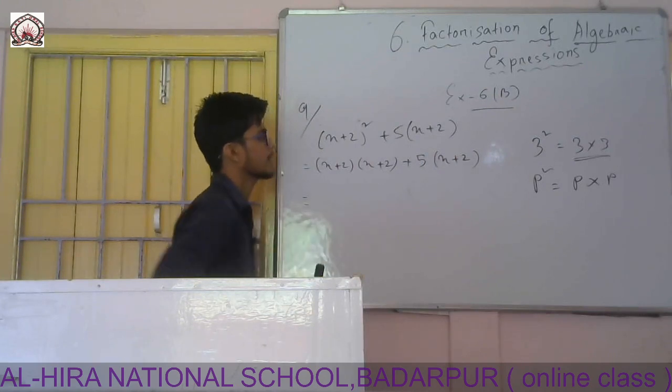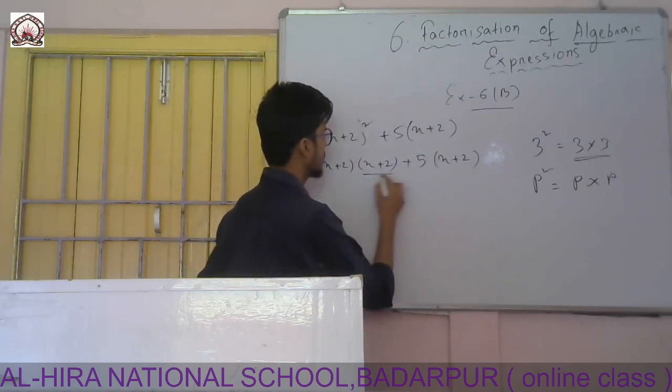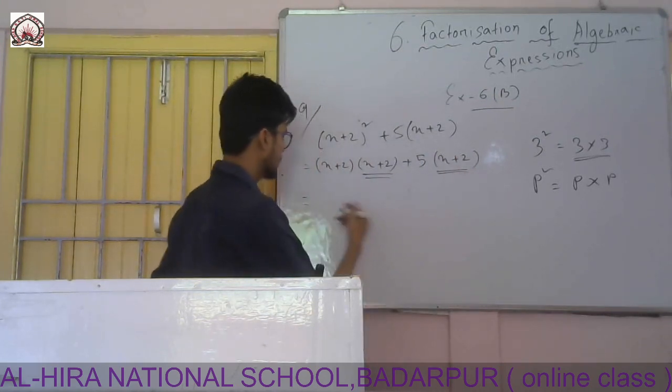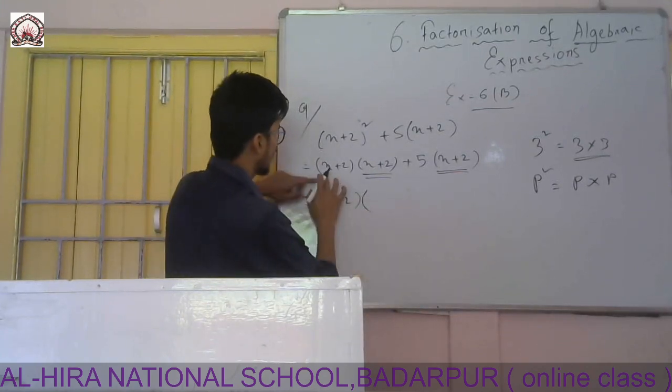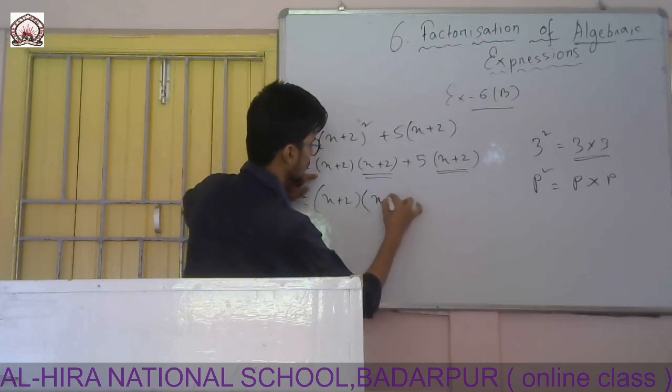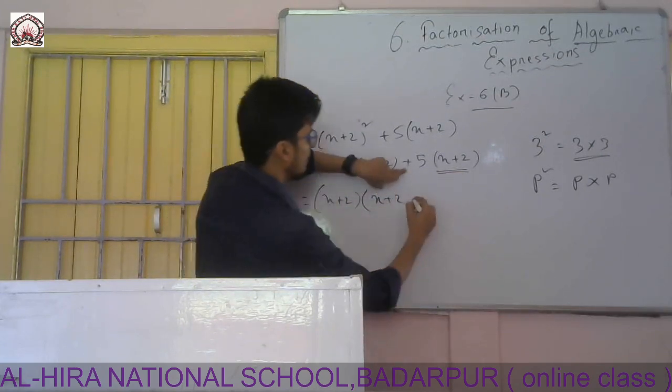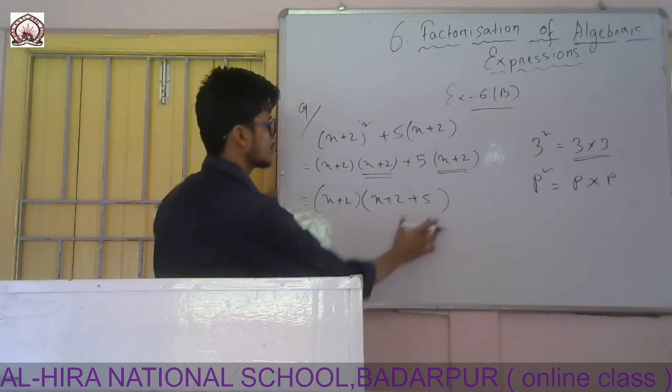So now I can take out the common term. There also x plus 2 is there, there also x plus 2 is there. So let me take out one pair, x plus 2. Which one is left here? There is x plus 2 left. So I will write first of all x plus 2. And there plus 5 is left. This will be within one bracket.